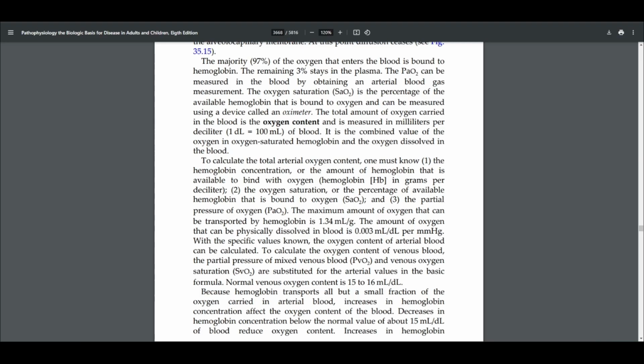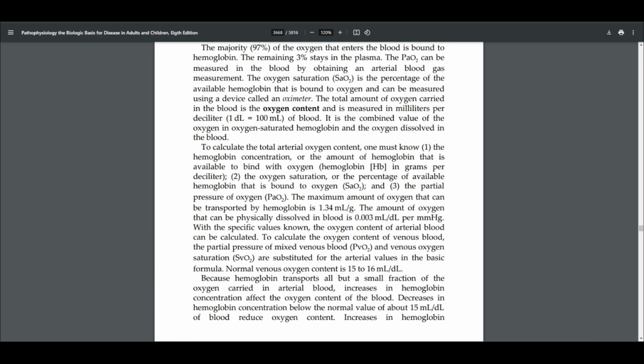The PaO2 can be measured in the blood by obtaining an arterial blood gas measurement. The oxygen saturation is the percentage of the available hemoglobin that is bound to oxygen and can be measured using a device called an oximeter. The total amount of oxygen carried in the blood is the oxygen content and is measured in milliliters per deciliter of blood. It is the combined value of the oxygen bound to hemoglobin and the oxygen dissolved in the blood.